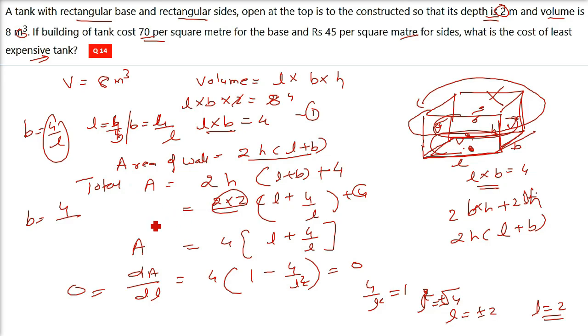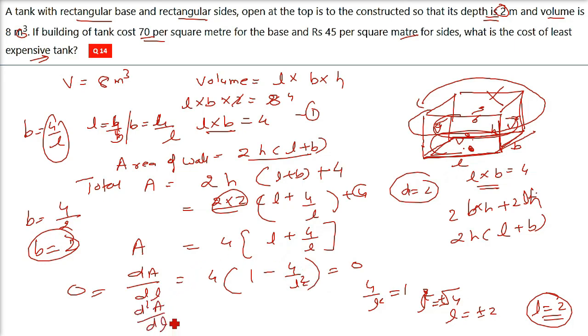What will be the breadth? It is 4 by L. 4 by 2 is 2. Breadth is 2, length is 2, height is 2. All the 3 dimensions in this particular example are 2, 2, 2. There is one more thing which is remaining, because we need to talk about the least expensive tank.